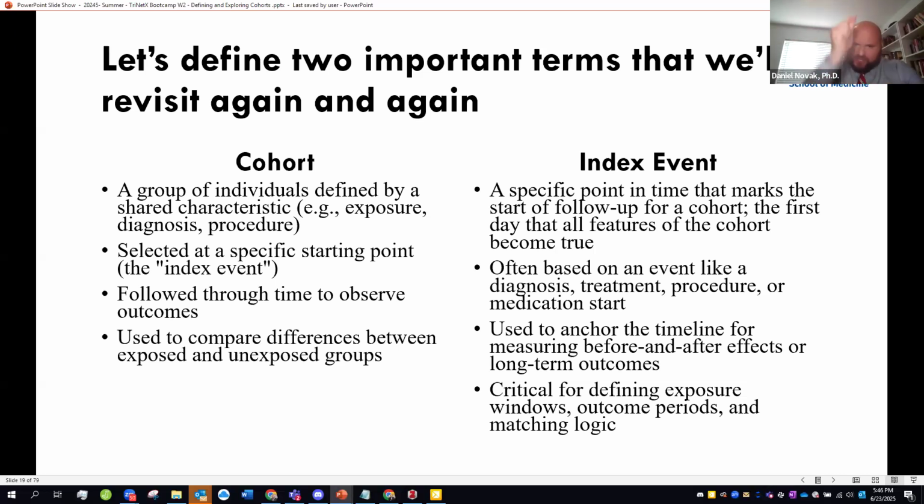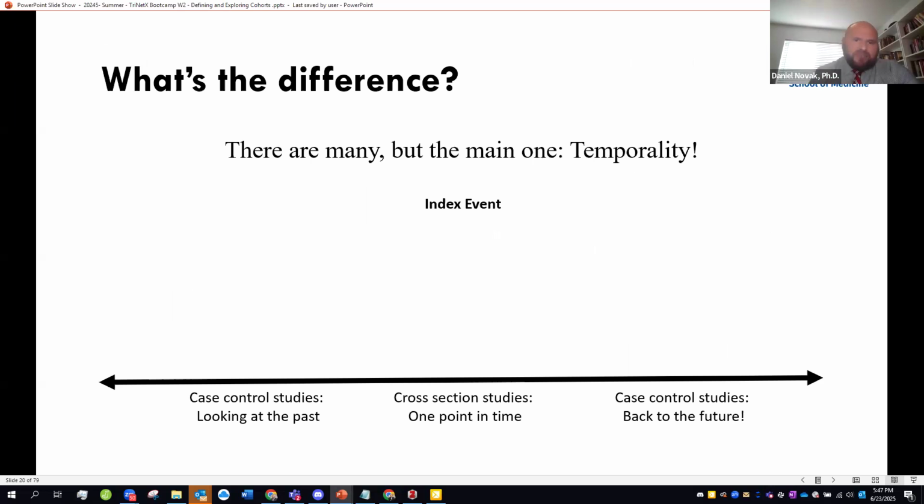These index events are used to anchor the timeline for measuring before and after effects or long-term outcomes. And they're really critical for defining those exposure windows and outcome periods, and really matching the logic between these studies, so we're looking at apples and apples and not just a bunch of random people who had unclearly related events occur to them. Really quickly, let's think about what I mentioned a moment ago: case control studies, cohort studies, and cross-sectional studies.